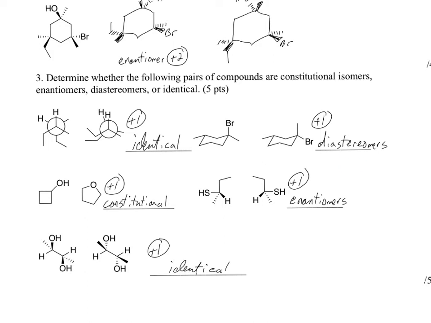So diastereomers. Constitutional, same molecular formula, different bonding. Enantiomers, here's an example showing the mirror image, they're mirrors of each other. You could always do R and S with your models if you wanted to. Those are enantiomers. This one's super tough, probably too tough. These are actually identical. So I'm not sure that's a bad question.